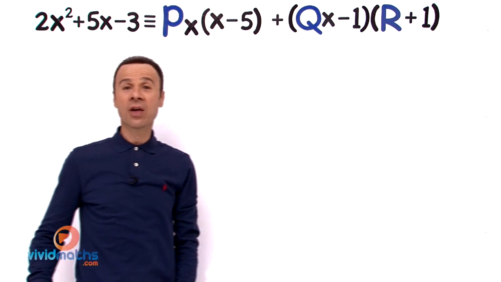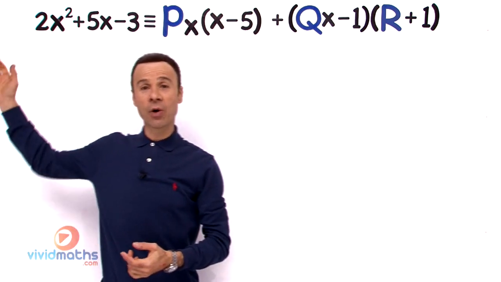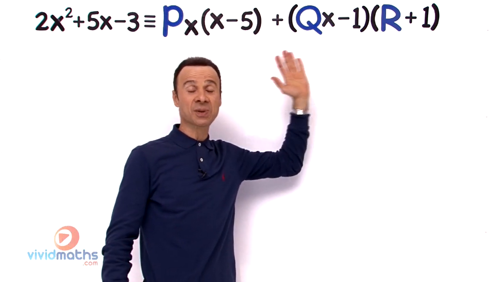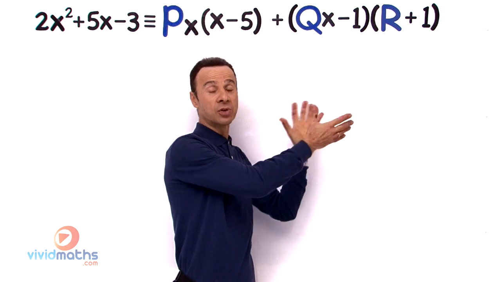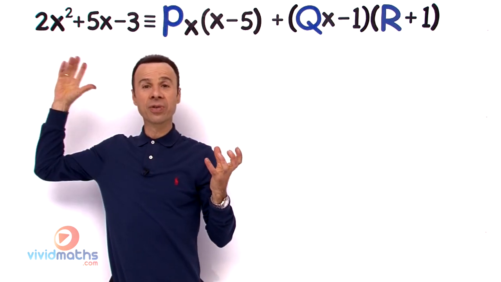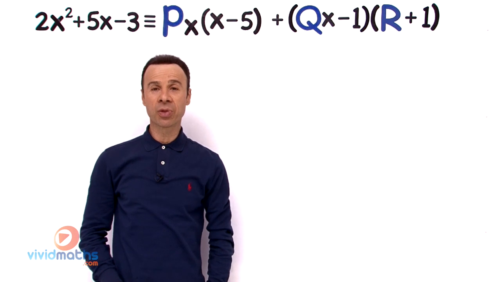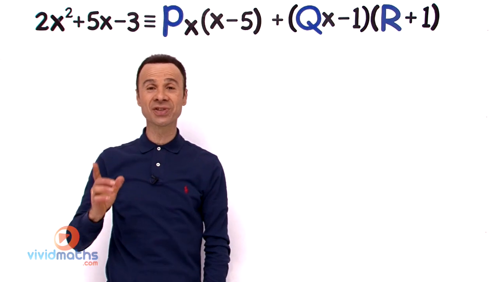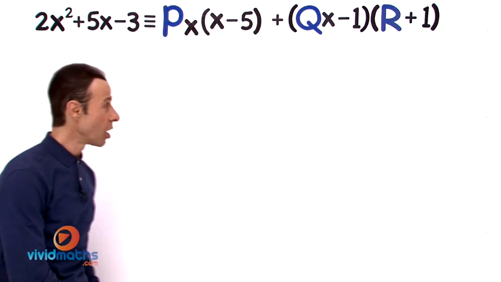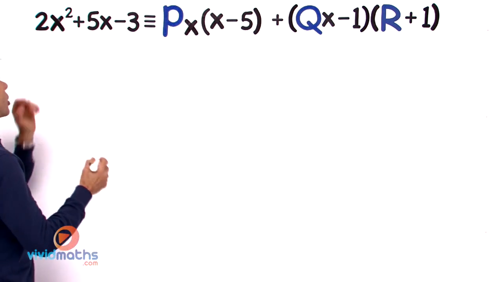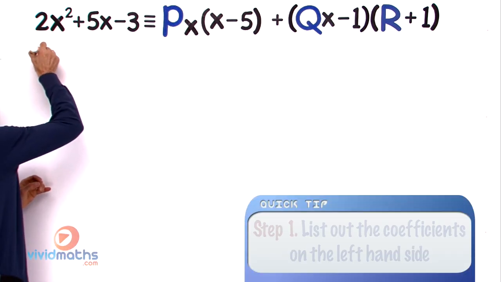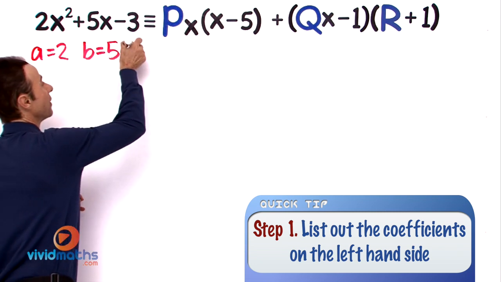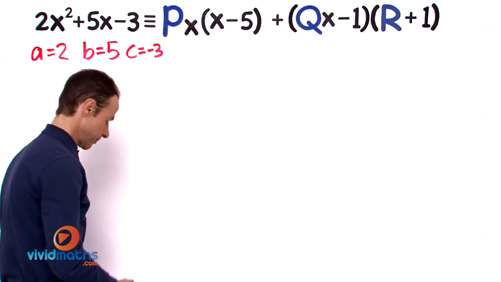So the first thing we're going to do is identify the coefficients from this particular quadratic right over here. Then we're going to expand this and collect like terms, and then equate it finally with this quadratic there, thereby coming up with the three elements that we're after, which is p, q, and r. So let's go first things first. Let's get the coefficients over here on the left-hand side. The coefficient of x squared is a, so a equals 2. The coefficient of x is b, b equals 5, and c equals -3.